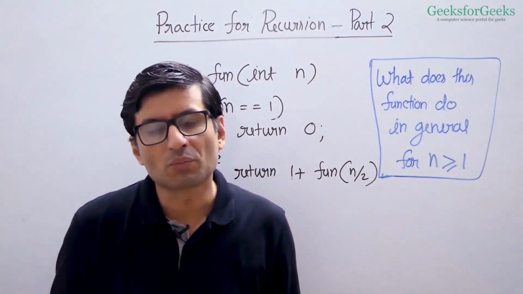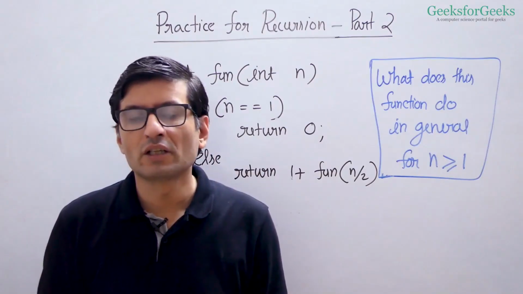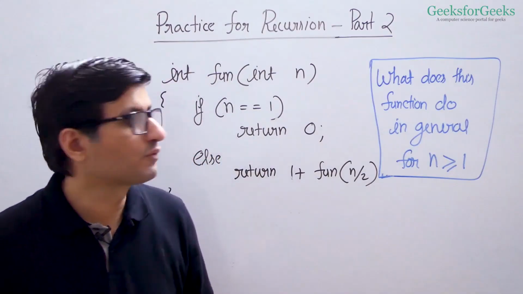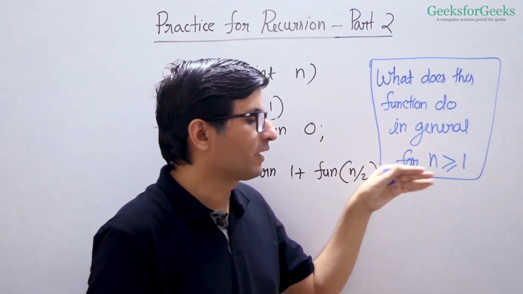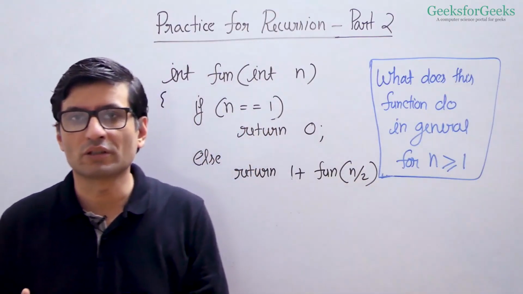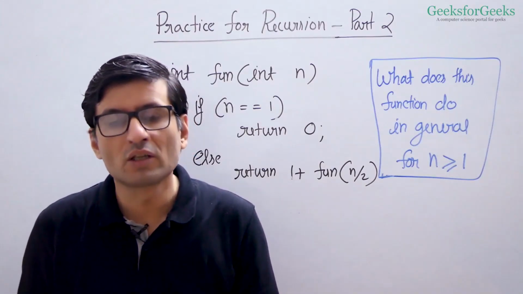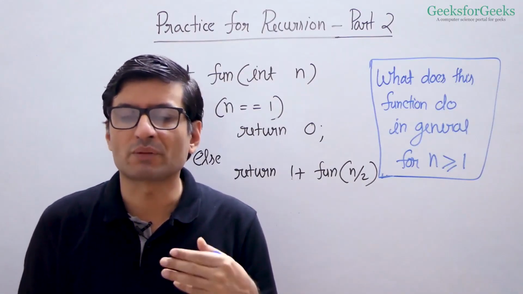So we have seen the output for n equal to 16. Now please pause this video and try to guess what this function does in general, where n is greater than or equal to 1. If we always pass a number which is greater than or equal to 1, what does this function return mathematically?